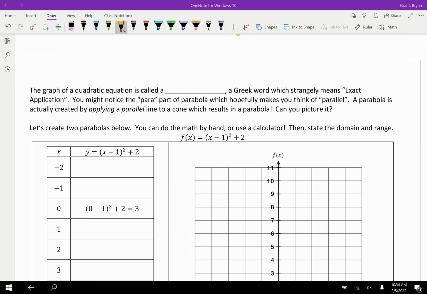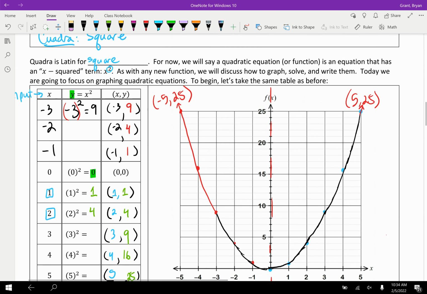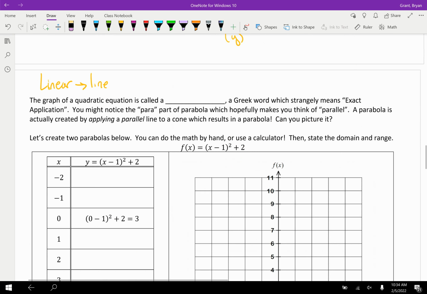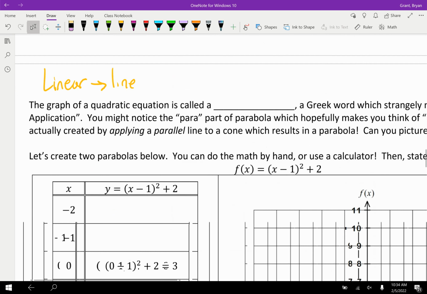But we should probably learn this now. So somewhat of a similar idea. It's not quite the same. When we have a linear equation, the name of the linear graph we usually call a line. When we have a graph of a quadratic equation, the quadra part comes from the equation having a square. The graph, though, is certainly not a square, right? That's kind of a U-shaped graph. The graph has a very special name. The graph of a quadratic equation is called a parabola.